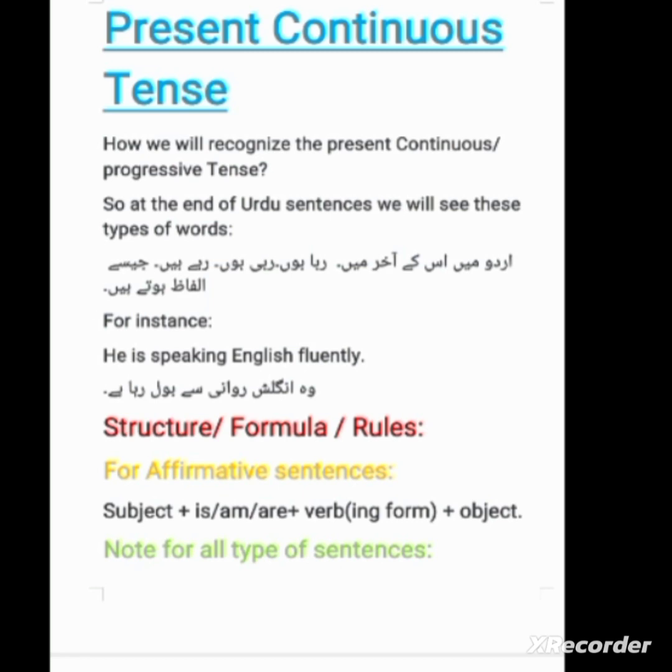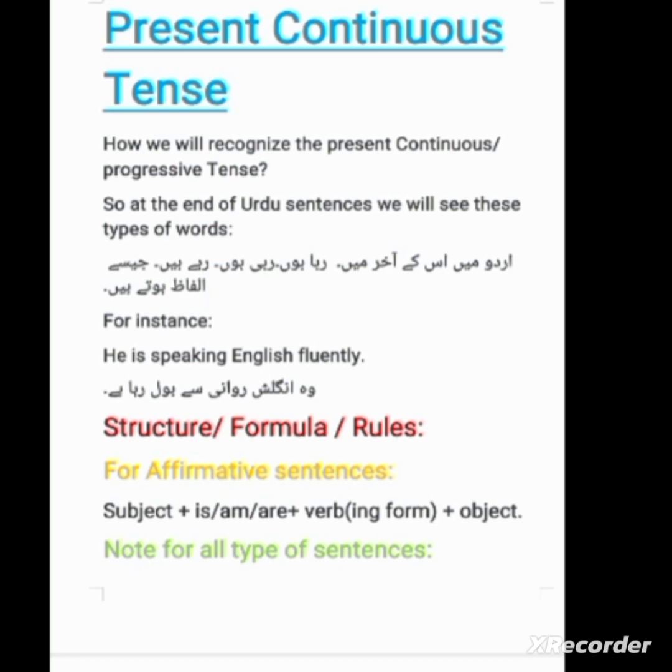Now have a look at the structure. What is the basic structure of the present continuous tense? For affirmative sentences, the structure is subject plus is, am, are plus verb ing form, which we can also call the gerund form, plus object. Here is, am, are is the helping verb we will use in the present continuous tense, and the verb form will be the ing form.